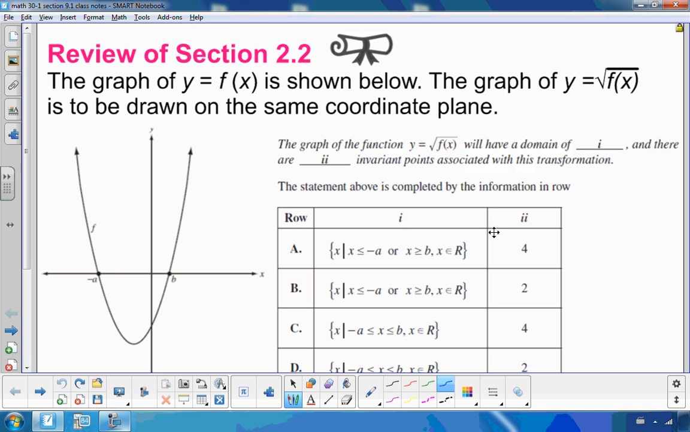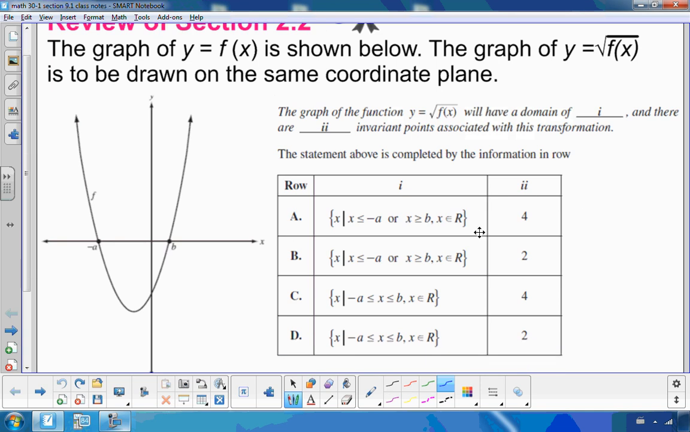So this first diploma example, I have the graph of f of x, which is a quadratic function, and I want to know things about the graph of the square root of f of x, specifically the domain and the invariant points. So if we look at this graph here, the very first thing that I know is that the graph of root f of x will not exist here because you cannot take the square root of a negative y value. So the graph will not exist there.